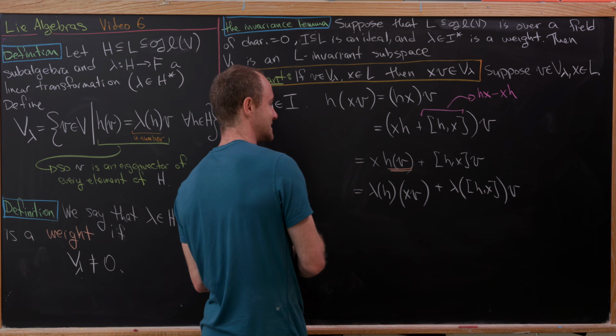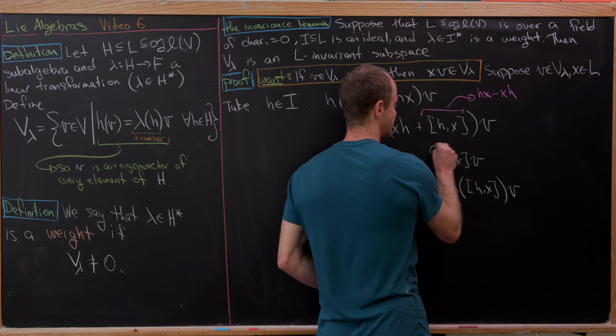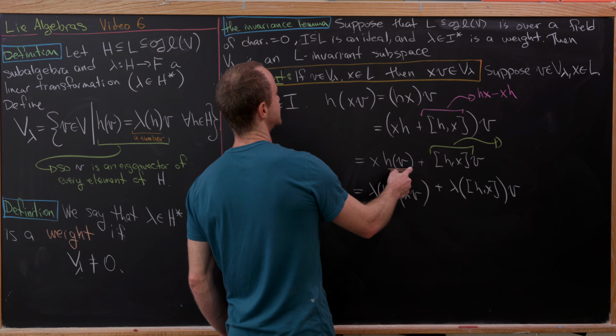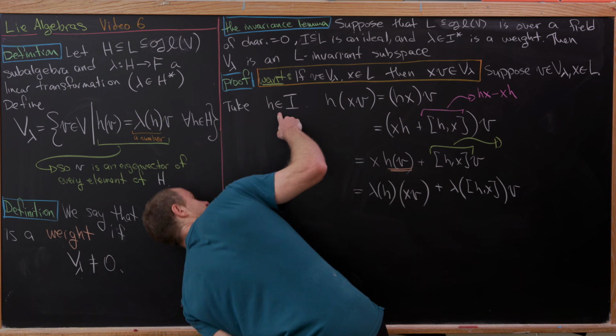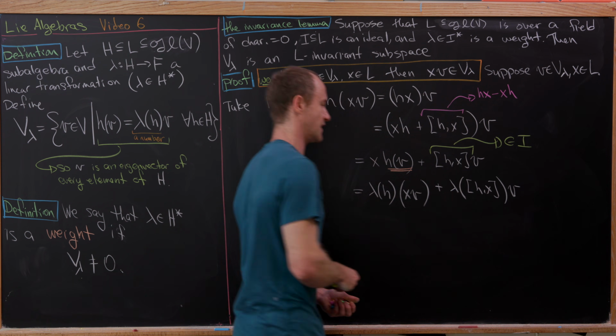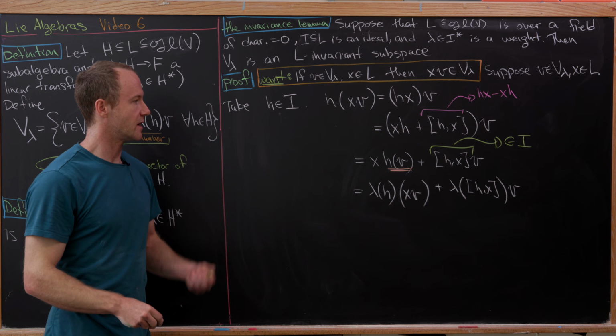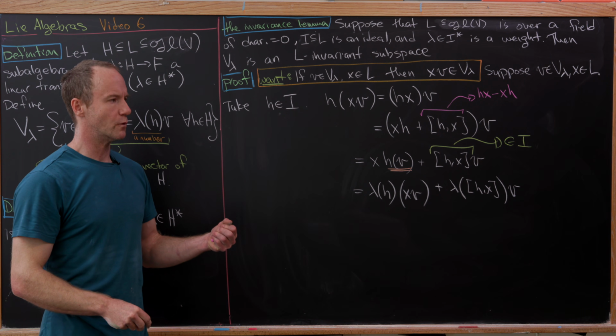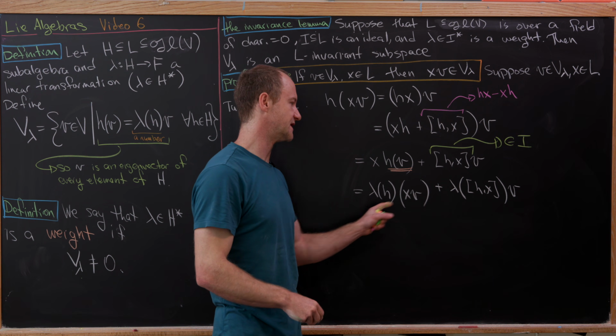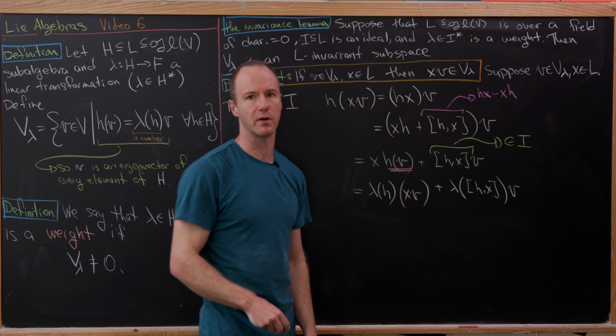And well, why is that? Well, that's because we've got an ideal here. And since H is inside of the ideal, we know that this is also inside of the ideal. Okay, great. But that means V will be an eigenvector for things inside of the ideal, but it's got this other number in front of it.